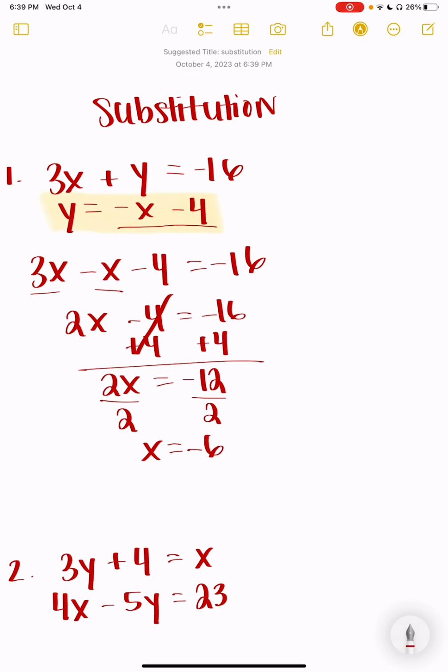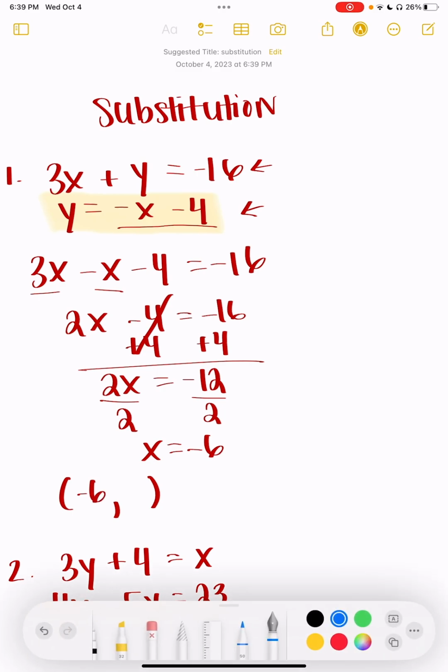Now we have x. Since we have x, we can now plug that value into either one of these equations and solve for y, which is what we're missing. Because remember, our end result is going to be an ordered pair, and at this point, we already have our x. So in a different color, let's use the second equation.